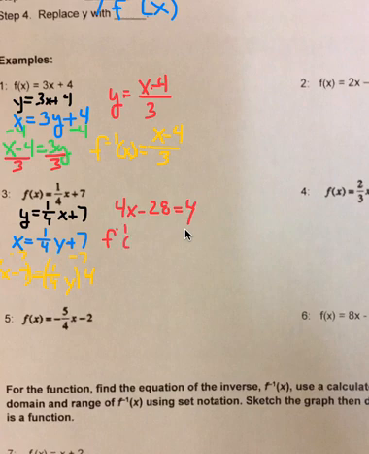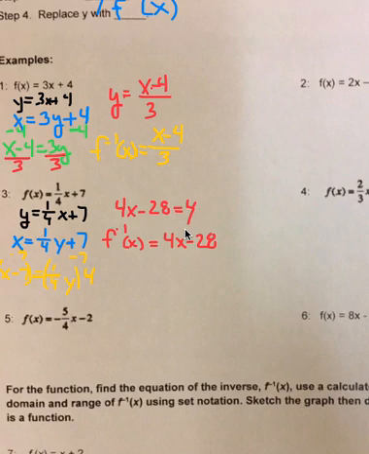And then finally, I'm going to rewrite that as f inverse of x equals 4x minus 28. And so you can see when you have a fraction like 1/4, to get rid of that fraction you need to multiply by its reciprocal. In this case it's just 4. So we multiplied both sides by 4. But if you look at number 4, you will eventually have to multiply both sides by 3/2 to get rid of that 2/3. And so let's look at number 5.